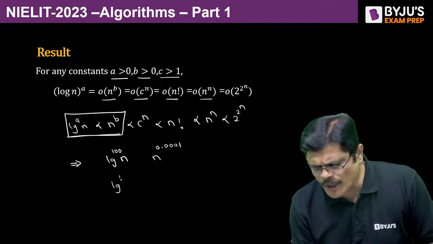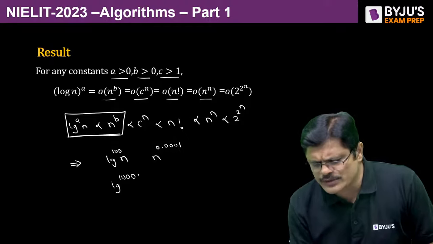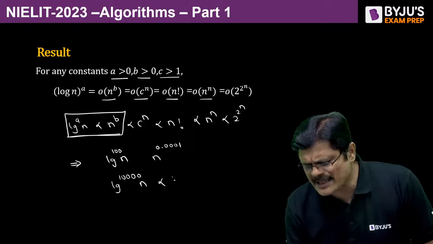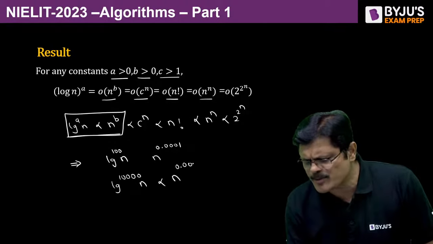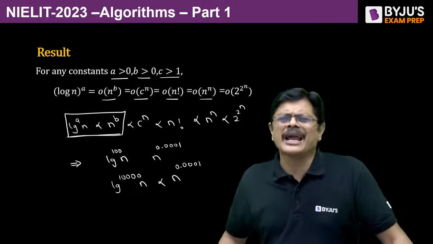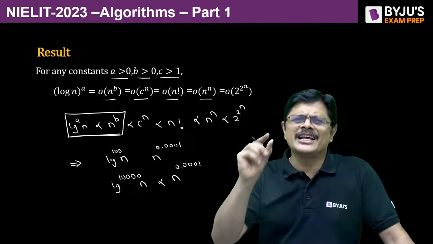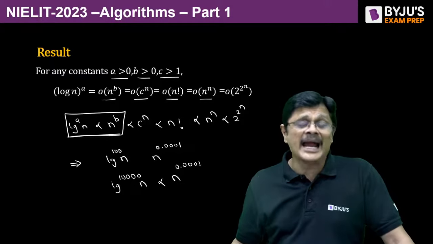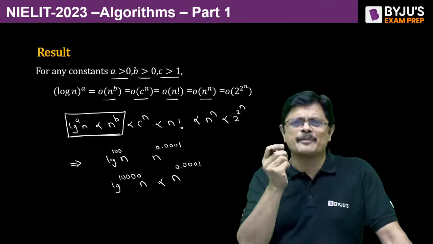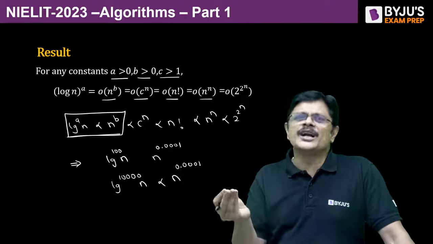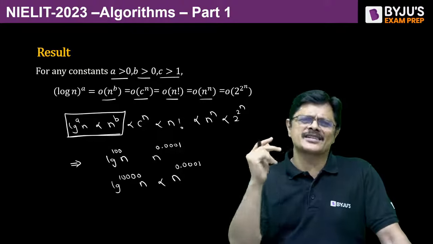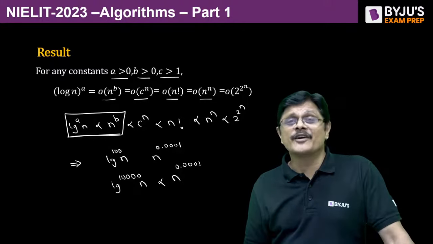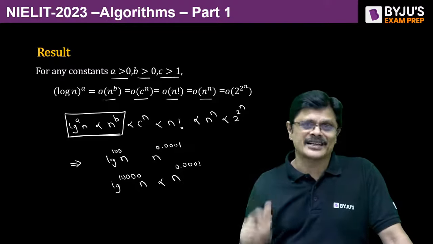So whether it is log power 100, or 1000, or 10,000, asymptotically this must be smaller than n power any epsilon, any small power, my dear friends. Please note this point. And if you can understand these basic ideas, the majority of the questions can be answered just like that.